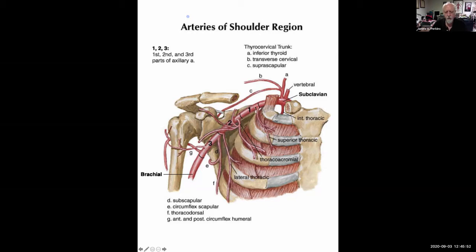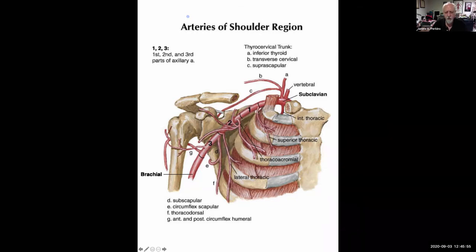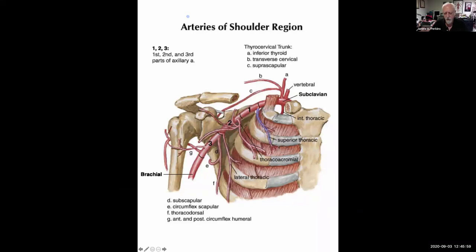So the only branch off of the first part of the axillary artery is called the superior thoracic artery, or occasionally you'll see it written as supreme thoracic artery. This is a very tiny little branch. It's usually not as big as Netter shows it here, and it's just supplying a little bit of blood to the first couple of intercostal spaces. Moving into the second part, as I said, there are 2 branches from the second part.